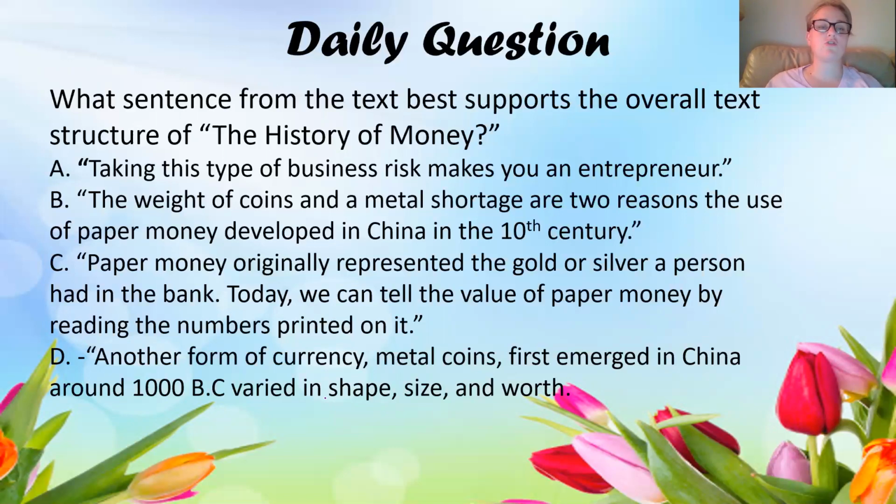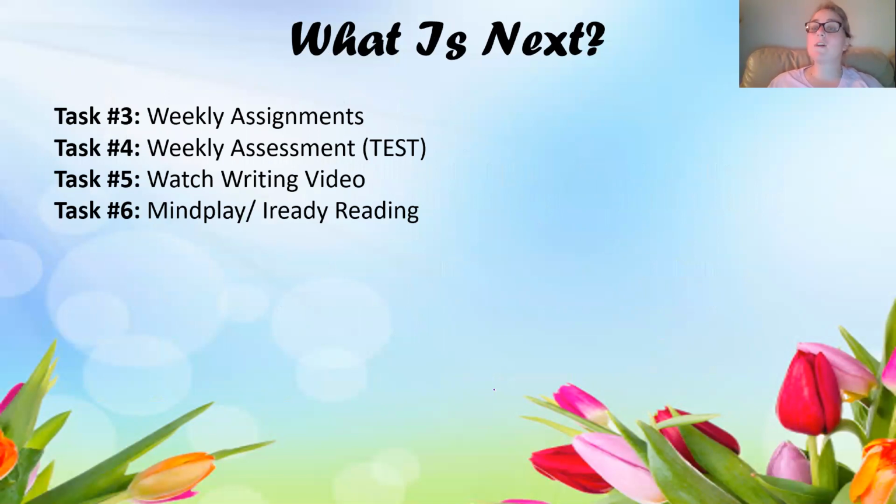All right, so what answer do you think it is? All right, so the answer is D. Another form of currency, metal coins, first emerged in China around 1000 BC, varied in shape, size, and worth. All right, so what's next?